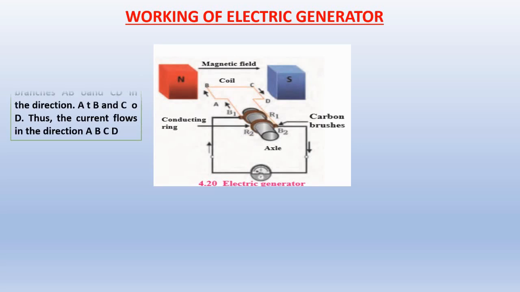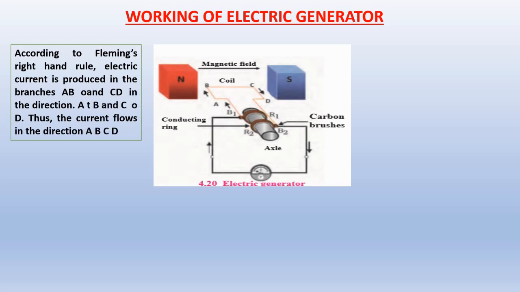So let us see what happens in this case. According to Fleming's right hand rule, electric current is produced in the branches AB and CD in the direction A to B to C to D. Let us see how. The magnetic field is from the north pole of the magnet to the south pole. I will denote this by a horizontal line, which I am representing by B.